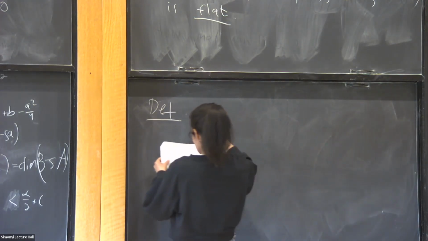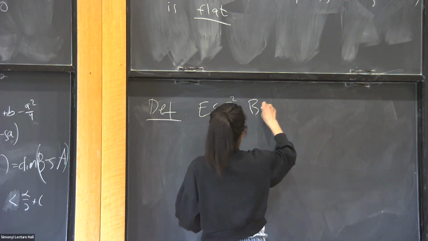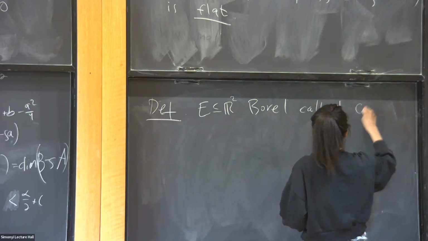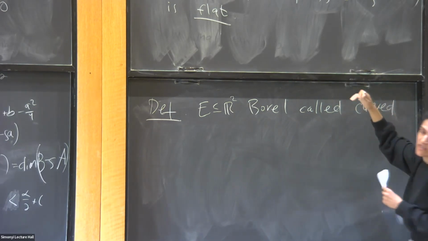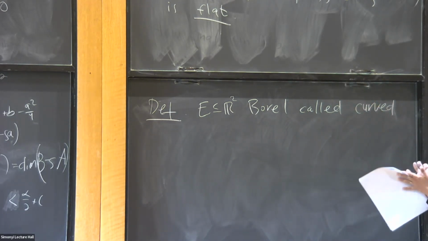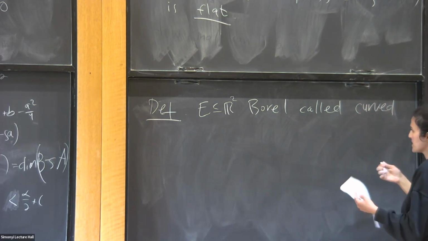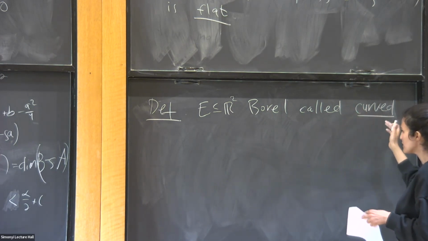Flat would mean that there are many triangles that are flat, but the area of these triangles is very small. But what do I mean by small? What are the parameters that I can use? So we first define what it means to be a curved set.